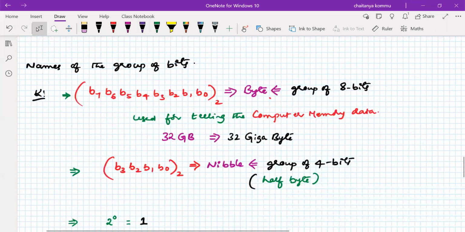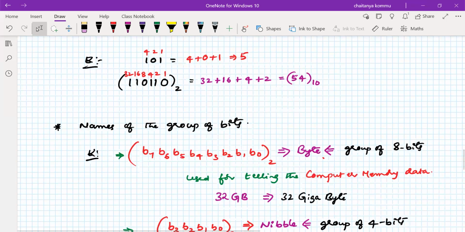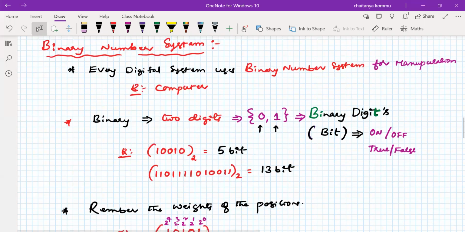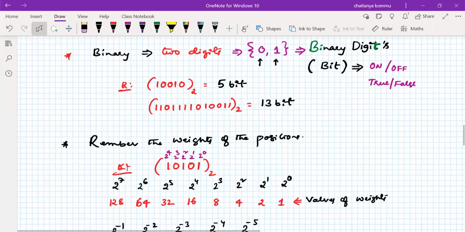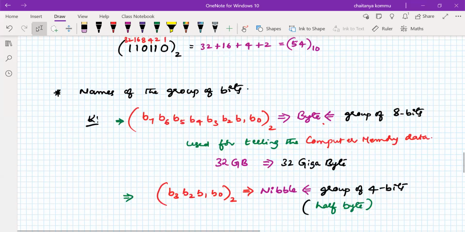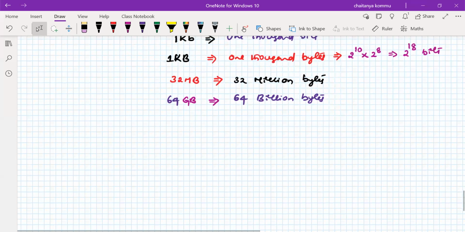Let us move on to another important point related to the binary number system. So far we have seen the number systems. What are the things that we have seen? What do you mean by a binary? Why do we have to use the binary number system? What is a binary, what we have to remember, and what are the names of the groups, what is its terminology?